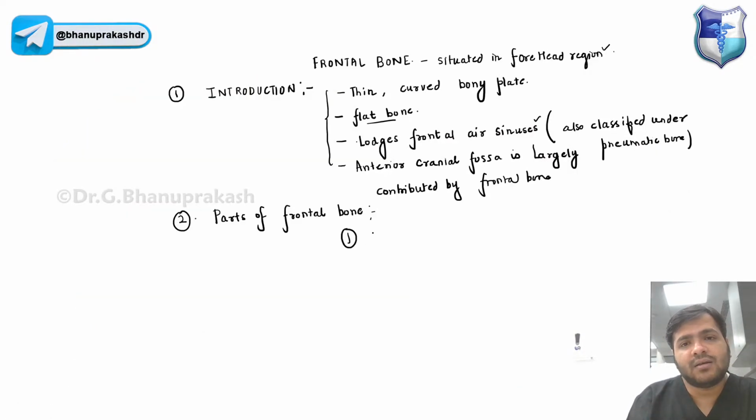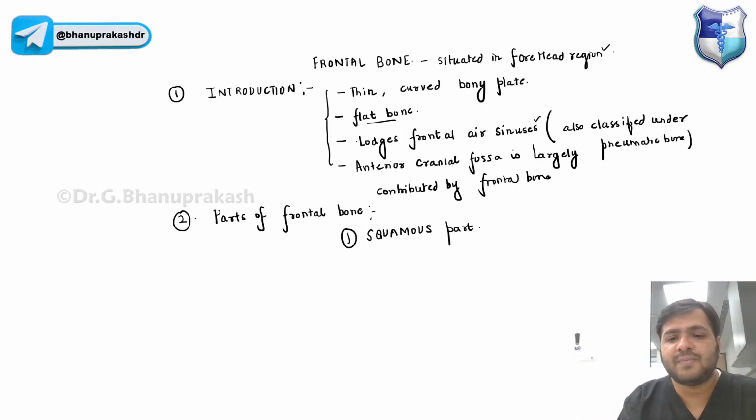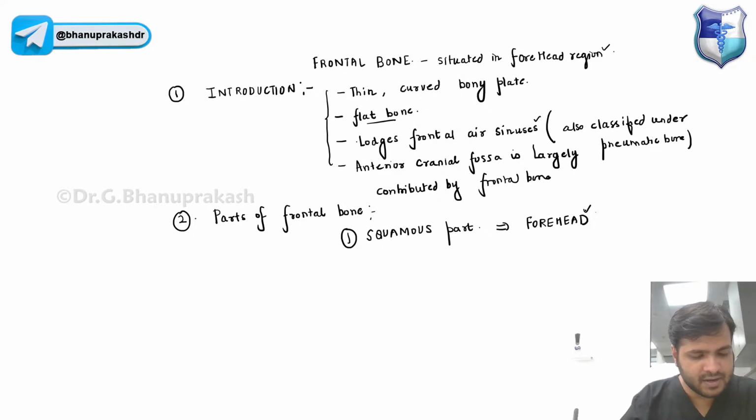So the very first part that we have to discuss is the squamous part of the frontal bone, right? It is the main part of the frontal bone which is forming the forehead. Now guys, the second part that you have to remember is something called the nasal part.